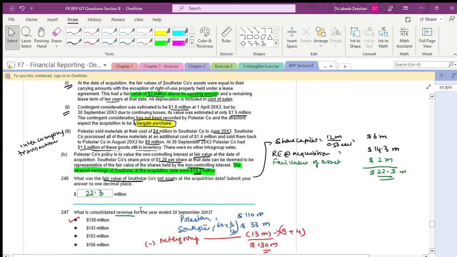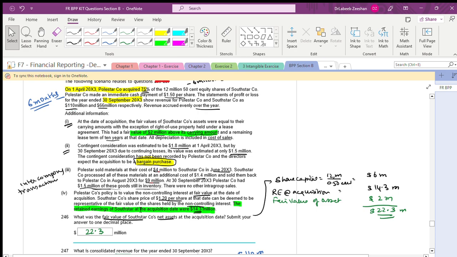Fine. 3 scenario based questions. How much time has it taken? 15 minutes with explanation. But in the examination, with 30 marks, 30 into 1.8 comes to 54 minutes. Each mark is for 1.8 minutes. This is the way we have to go.